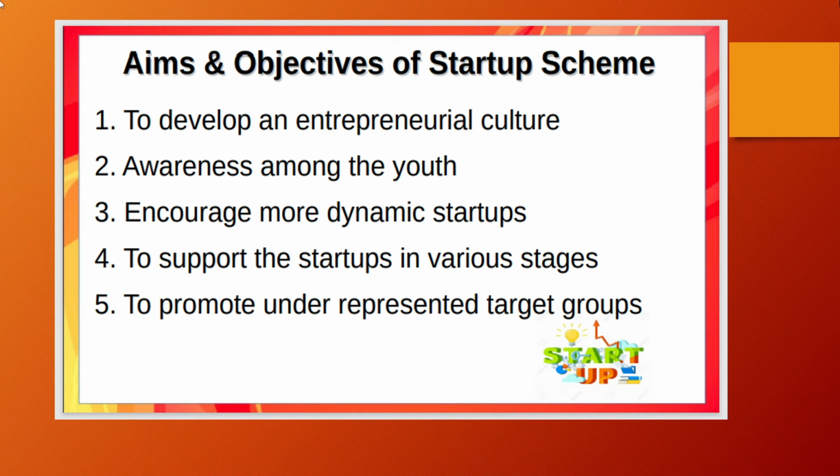Let's look on to the fifth point, which is to promote underrepresented target groups. Now, how do we explain? To broad base the entrepreneurial supply by meeting specific needs of underrepresented target groups. Now, who are these? Women, socially and economically backward communities, scheduled caste, scheduled tribes, underrepresented regions, to achieve inclusiveness and sustainable development to address the needs of the population at the bottom of the pyramid.